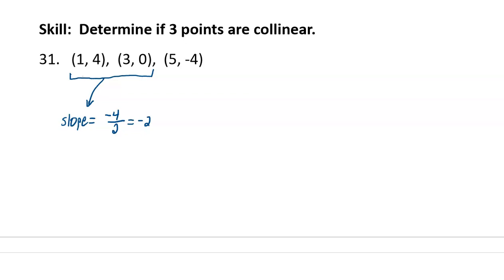Now, what is the slope when you compare point 2 and point 3? From 0 to -4, it's decreased by 4. From 3 to 5, it's increased by 2. And this reduces to -2. These are the same slope, so yes, all 3 dots exist on the same diagonal line.